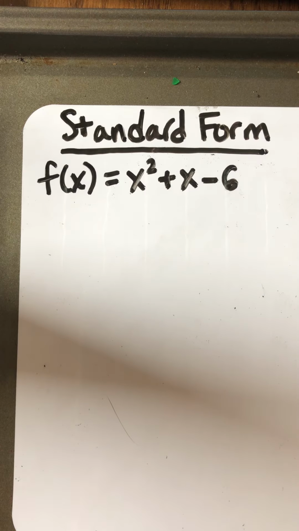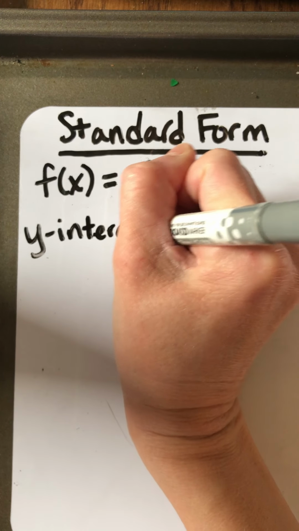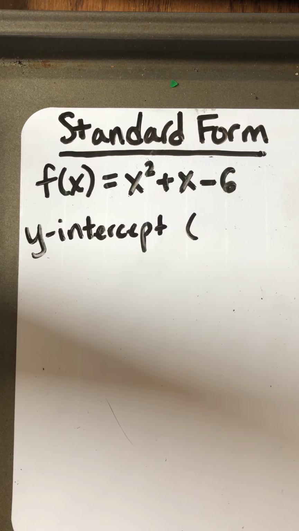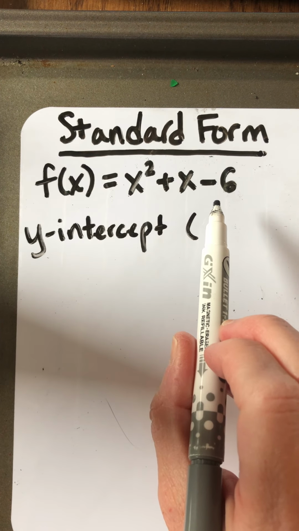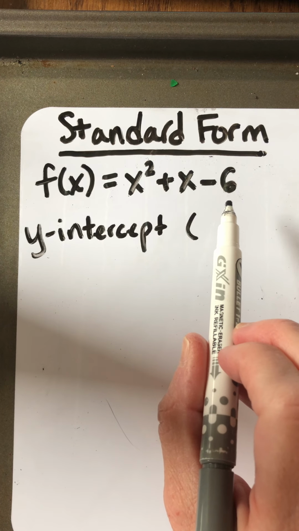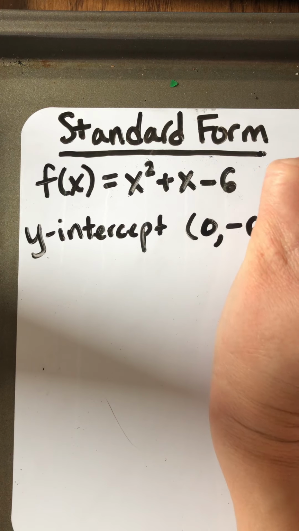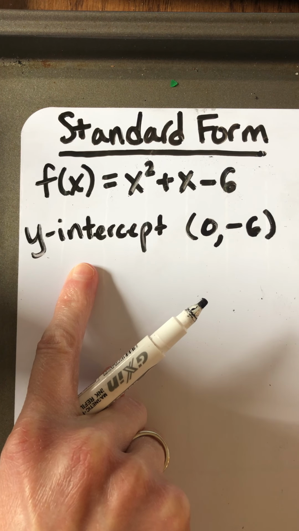As I look at it like this, one of the first things that I am going to notice is what's the y-intercept of this graph? Where is this graph going to touch the y-axis? A parabola given to us in standard form is always going to cross the y-axis at the point (0, c). In this particular case, c for this parabola is -6, and so the y-intercept of the graph is going to be (0, -6). So that's the first piece of our puzzle, our y-intercept.